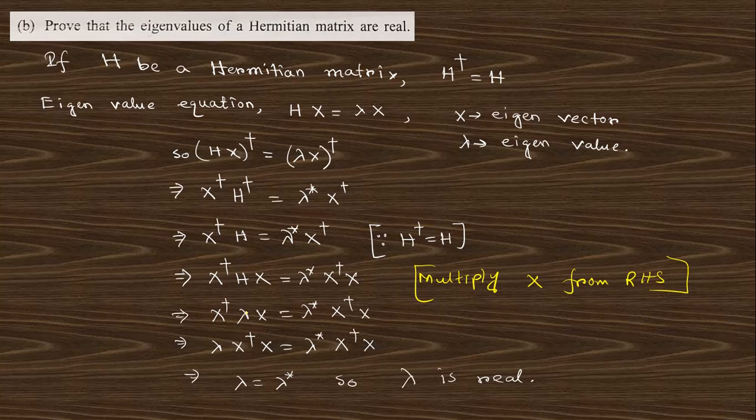Just multiply this by x from the right hand side, so you will get Hx, which is also lambda x. Lambda is a constant, you can place it anywhere. So lambda x dagger x equals lambda star x dagger x. Since x dagger x is not equal to 0, these two are equal. So lambda equals its complex conjugate, which is only possible if lambda is real.